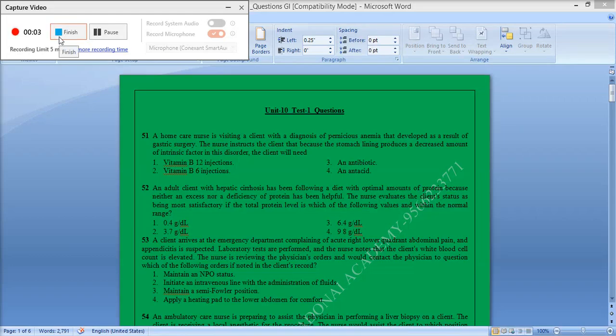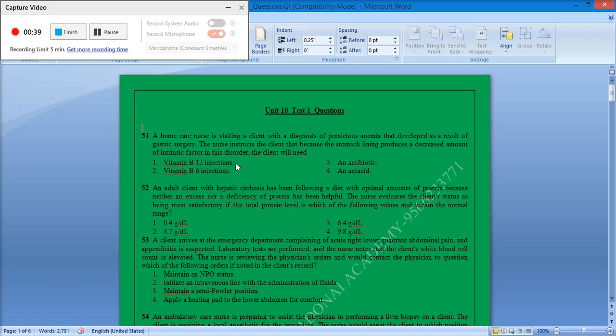Unit 10 Test Questions. 51. A home care nurse is visiting a client with a diagnosis of pernicious anemia that developed as a result of gastric surgery. The nurse instructs the client that because the stomach lining produces a decreased amount of intrinsic factor in the disorder, the client will need: 1. Vitamin B12 injection, 2. Vitamin B6 injection, 3. An antibiotic, 4. An antacid. The correct answer is 1. Vitamin B12 injection.